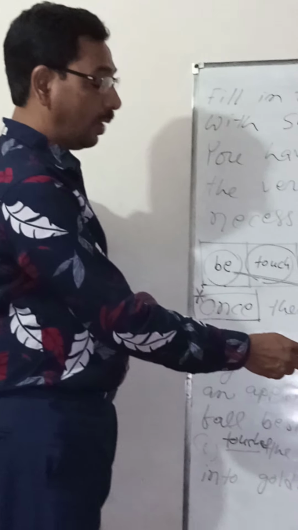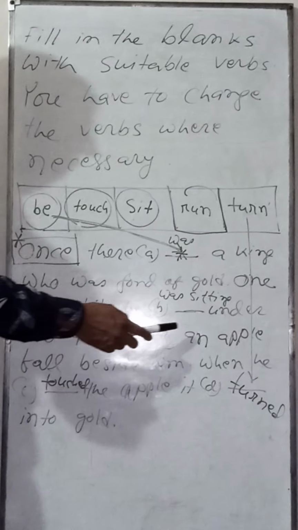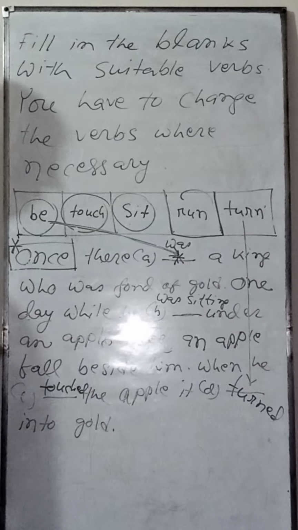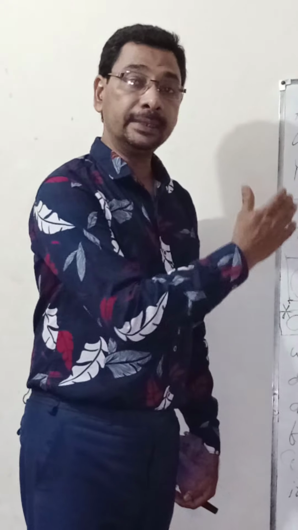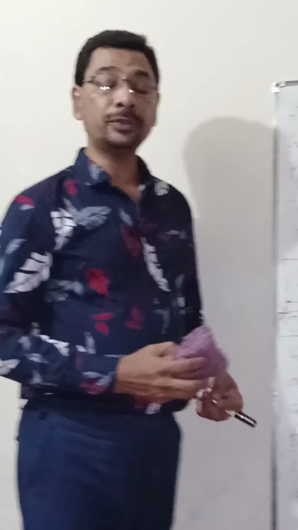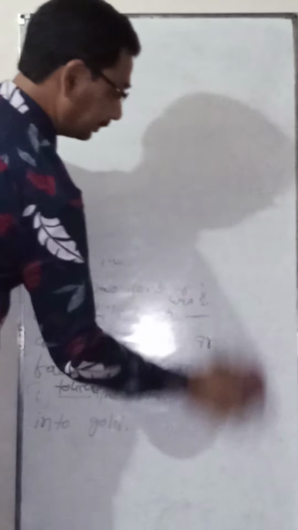So, you have to add was or were, then verb plus ing. Was sitting under a tree, an apple fell beside him. But when he touched the apple, it turned into gold. And you will find the right form of verb according to this way. Now, I am going to discuss more rules. Now, I am going to write another sentence.